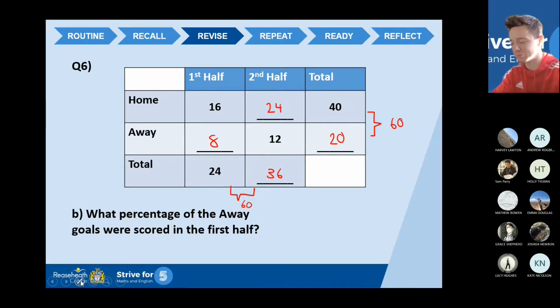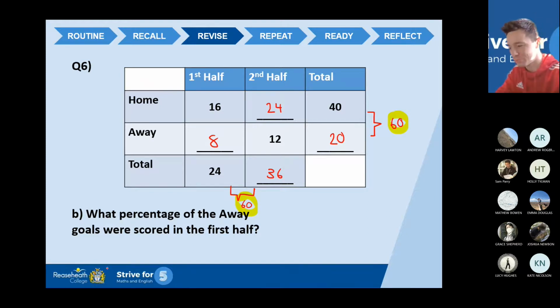That's a good check sometimes to run, just to make sure you're in the right place. So 60 there, 60 there. But yeah, must mean those numbers are looking pretty good. Now, here we go. This is the juicy part of the question. What percentage of the away goals were scored in the first half?